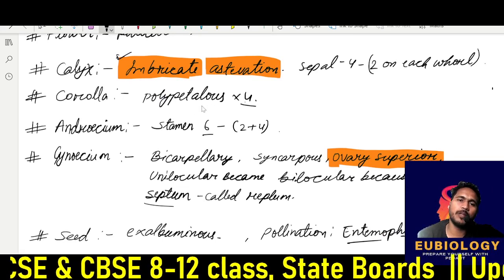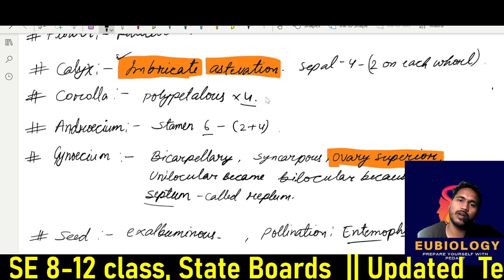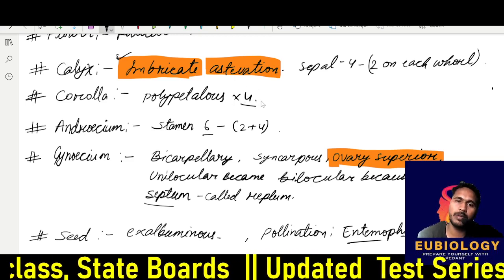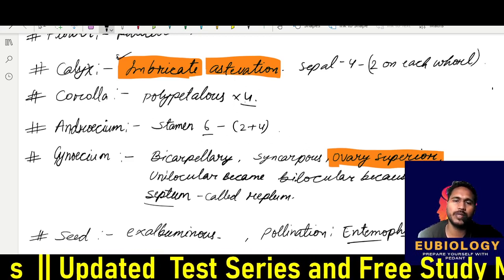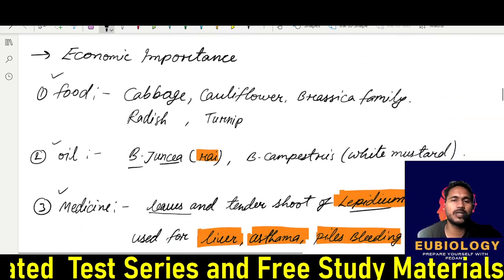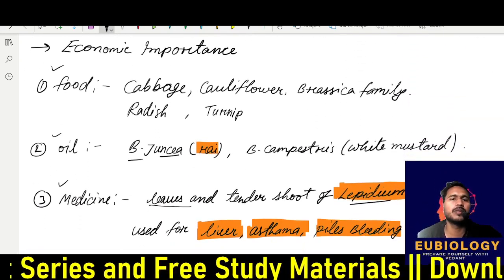So as I said, the polypetalous can be infinite, or it can be four or in multiples of four. Androecium will be six, as you have seen. Ovary will be superior, and economic importance are the very important points. You have to remember it here.